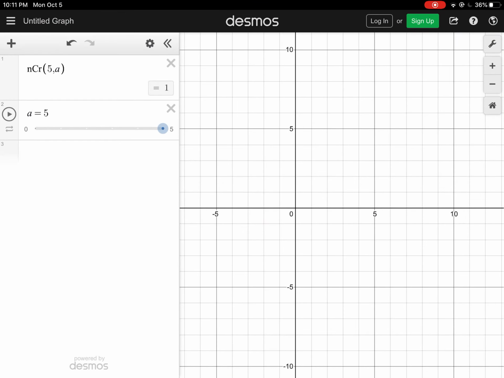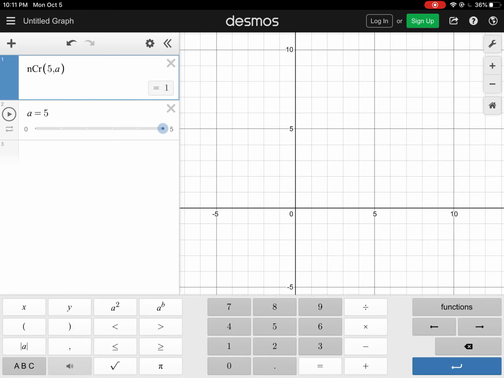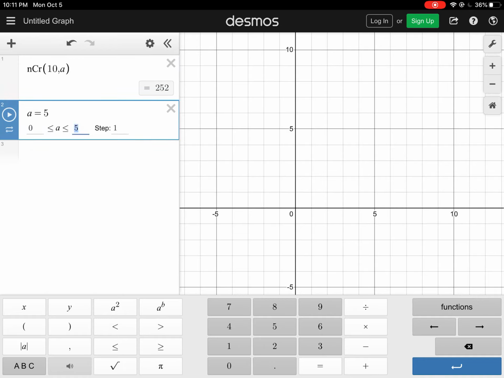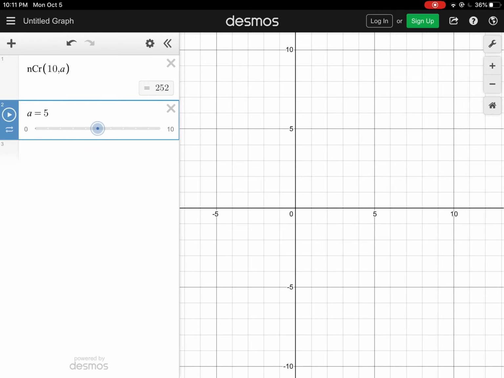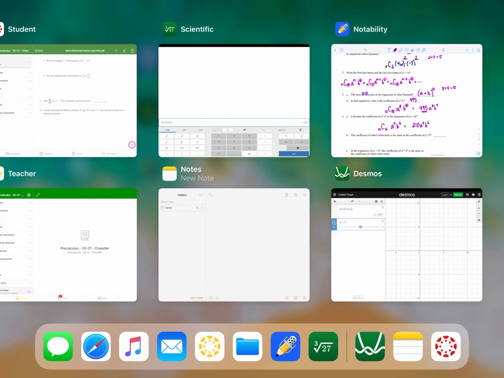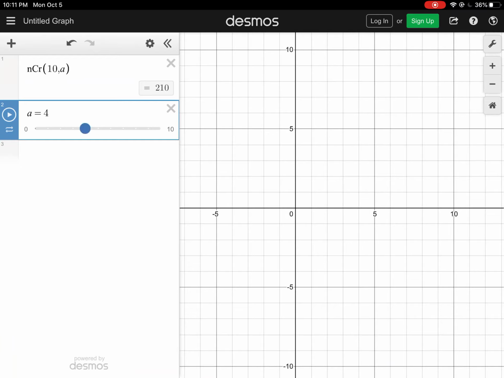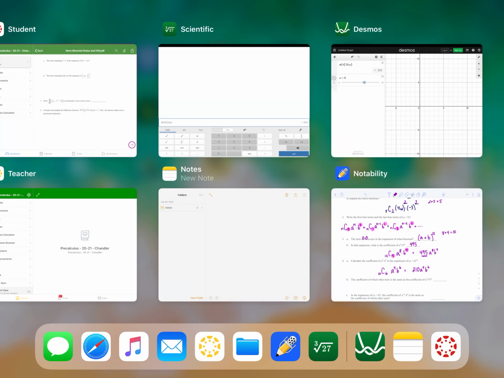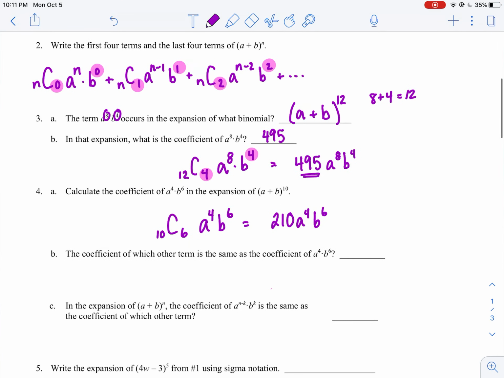And so if we wanted to, we could come in here and use our slider trick that we learned. So we could change this to 10 choose A, and we could let A run from 0 to 10. Right? And so when we do that, we're looking for 210 as the Pascal number. So if we scroll right there, 10 choose 4 is 210, and then 10 choose 6 is also 210, right? So, okay, let's come back here.